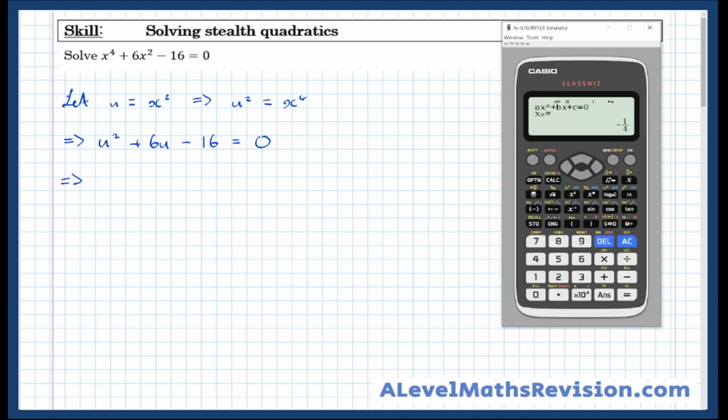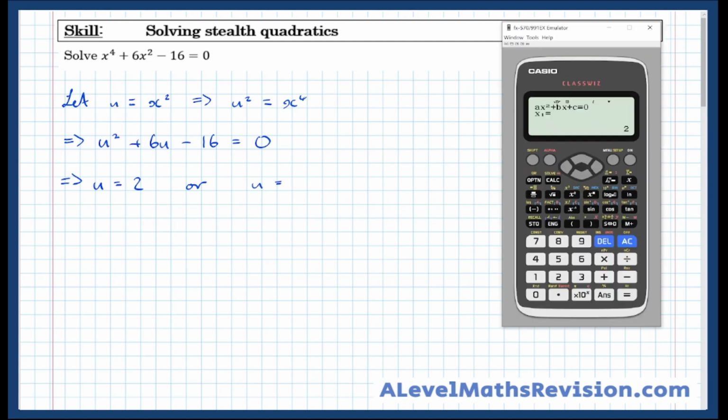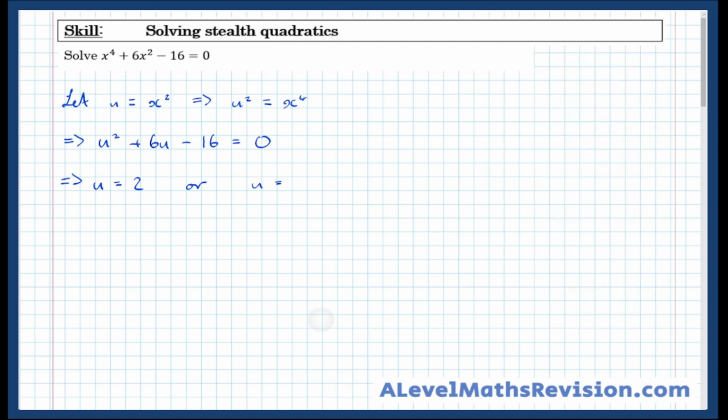Again, it doesn't say show detailed reasoning, so we can just use our calculator. We've got 1u squared plus 6u minus 16 equals 0. So here we get u equals 2, or u equals, press equals again just to get the answer, minus 8. But the answer required is nothing to do with u. Remember, the original equation was in x. So now let's go back and unsubstitute.